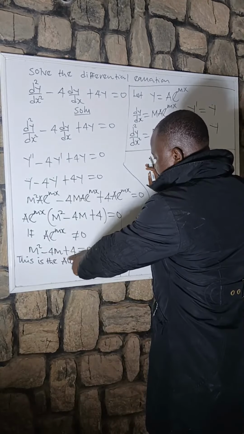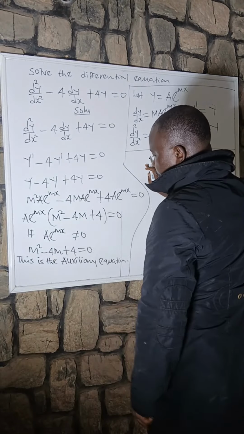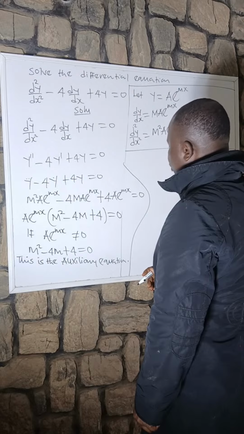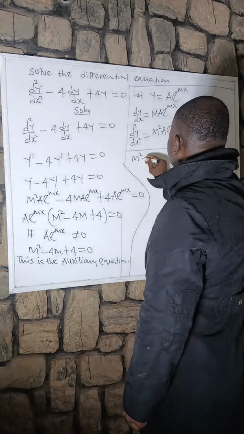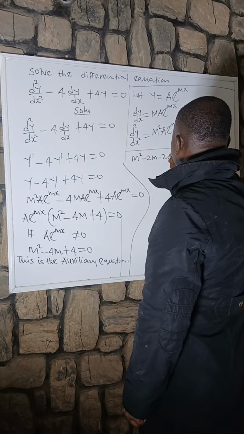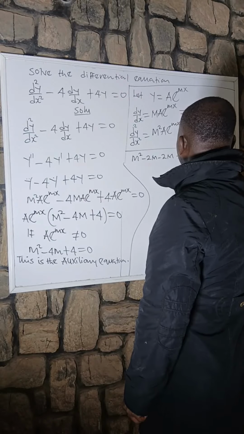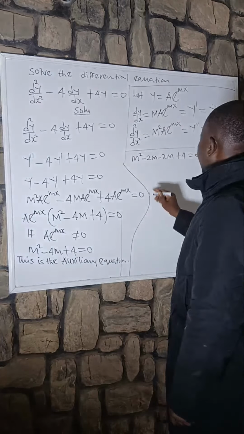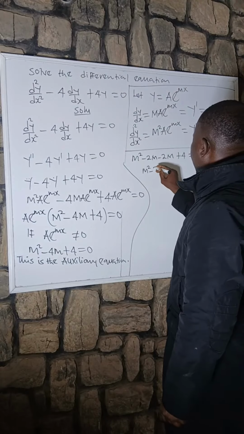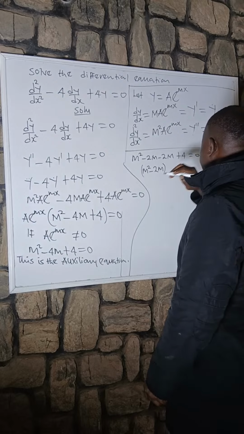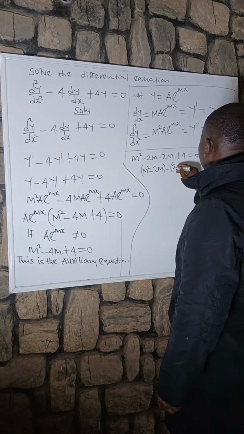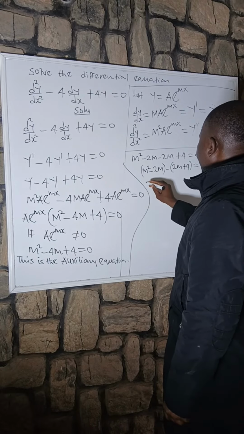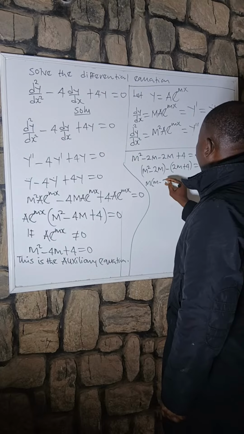You know how to solve a quadratic equation. The factors are what? M equals 2, M equals 2. M squared minus 2M minus 2M plus 4 equals 0. True or false? This is the same thing as this auxiliary equation. So you bracket it: M squared minus 2M, all in brackets, minus 2M plus 4 equals 0. What is common here? M. Factor it out. M minus 2.